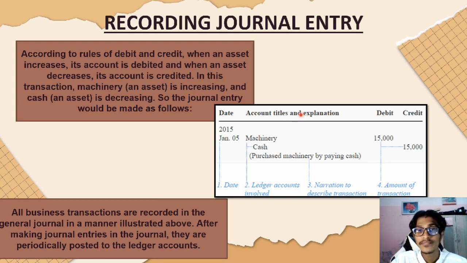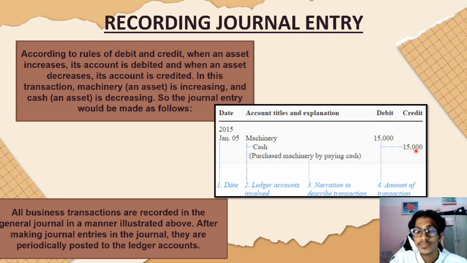As you can all see, first, we have to write our format, which is date, account titles and explanation, and debit and credit. First, we write our date, and second, the ledger accounts involved, which come from the statement above, which includes machinery and cash. Third is the narration to describe the transaction, which describes the purpose of the transaction. And lastly, the amount of the transaction, which is 15,000, debit and credit.